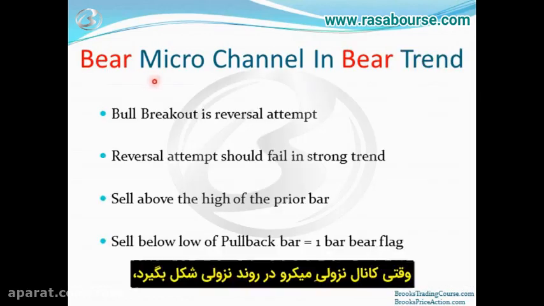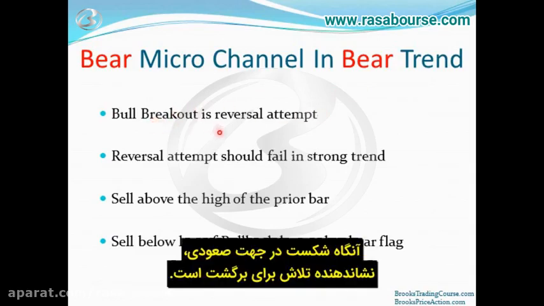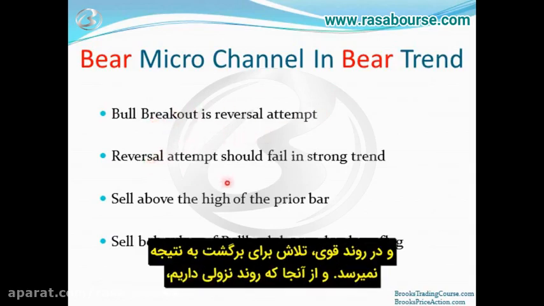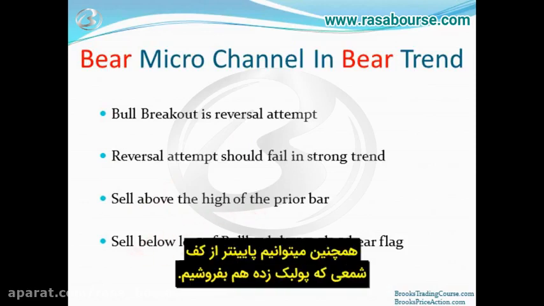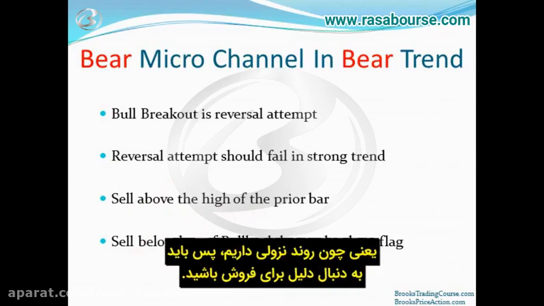A bear microchannel and a bear trend. The bull breakout is a reversal attempt. Reversal attempts should fail in strong trends. Here we have a bear trend, so you sell above the high of the prior bar. And you can also sell below the low of the pullback. So since it's a bear trend, you have to be looking for reasons to get short.